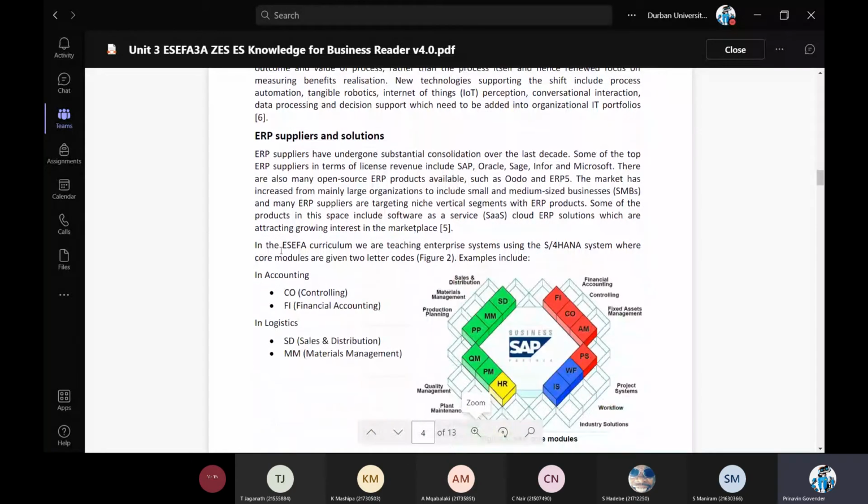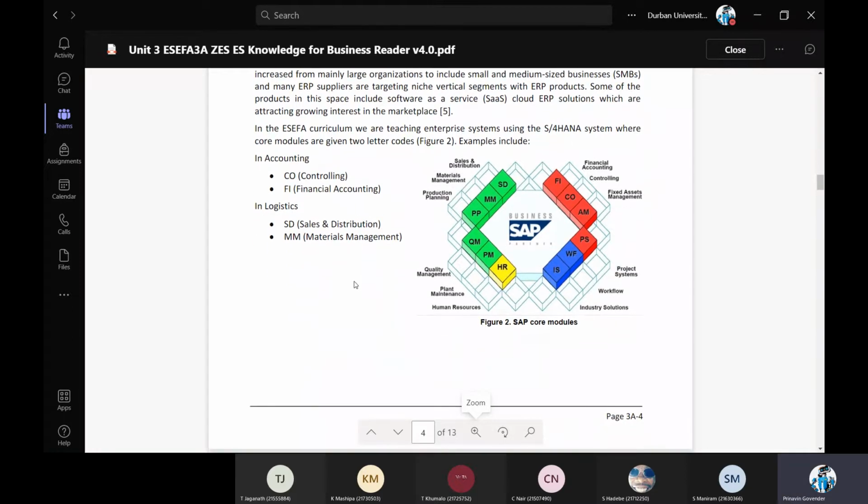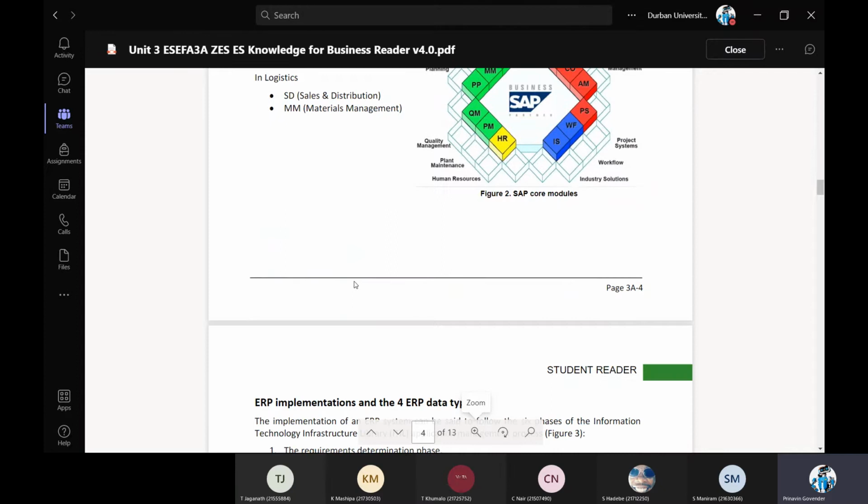In the ASIFA curriculum, we are teaching enterprise systems using the S/4HANA system, where core modules are given 2-letter codes. We are going to be talking about the controlling module and the financial accounting module. Under logistics, we'll be talking about materials management, sales, and distribution. I think we started this in terms of the practical aspect.